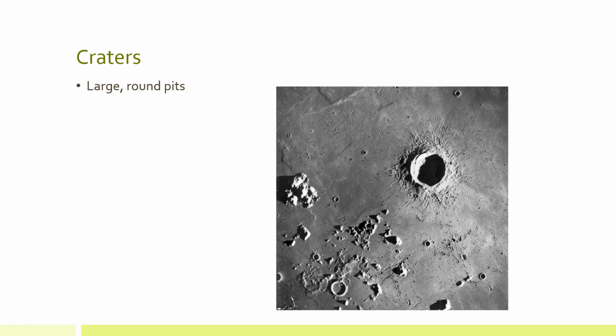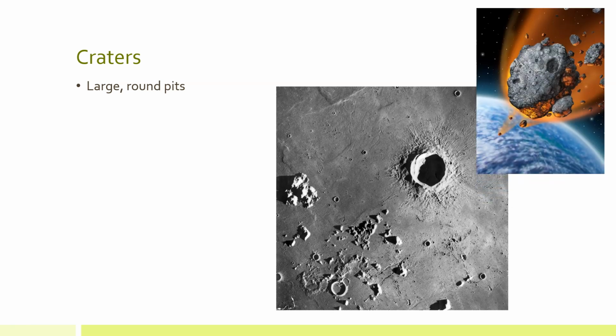So, how did these giant pits get there? Giant falling rocks. Craters were caused by meteoroids crashing into the moon. A meteoroid is a chunk of rock or dust from space. When meteoroids got too close, the moon's gravity pulled them into its surface and created these large pits.